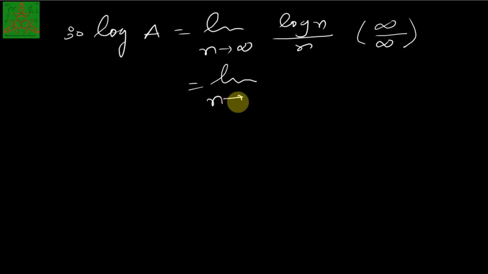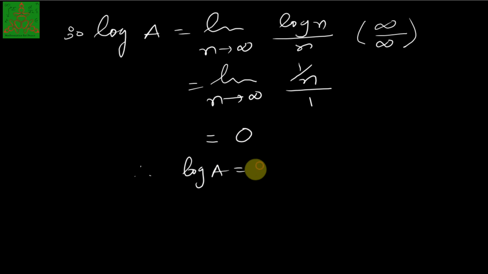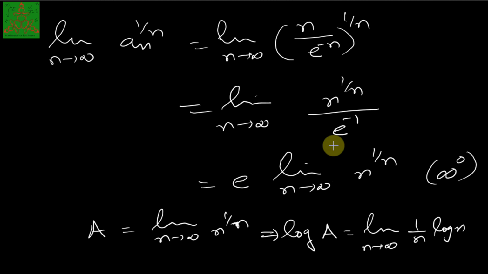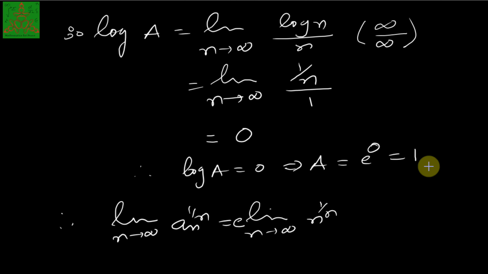The derivative of log n is 1 by n, and the derivative of n gives me 1. So this will be, as n tends to infinity, 1 upon n, which tends to 0. So log A is 0, which implies that A is equal to e^0, which gives me 1. Therefore the limit of a_n^(1/n) as n tends to infinity will be e, already we have e here, and the limit of n^(1/n) we have calculated as 1. So it is e, which is bigger than 1. So we can say that the given series is divergent.